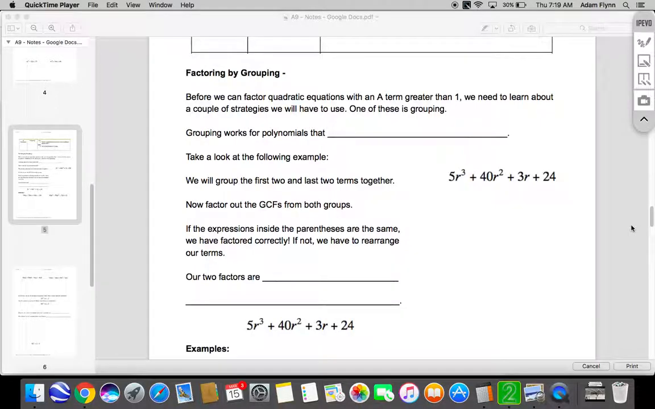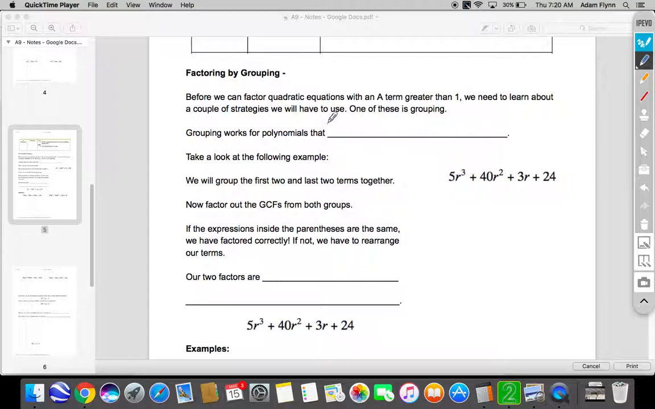This is A9 factoring by grouping. So in level 4, we will be using the same AC method like we did in level 3. The only difference is our A term, or leading coefficient, will be some number other than 1. Before we can factor these, we need to learn about a couple strategies that we will have to use. One of these is called grouping.